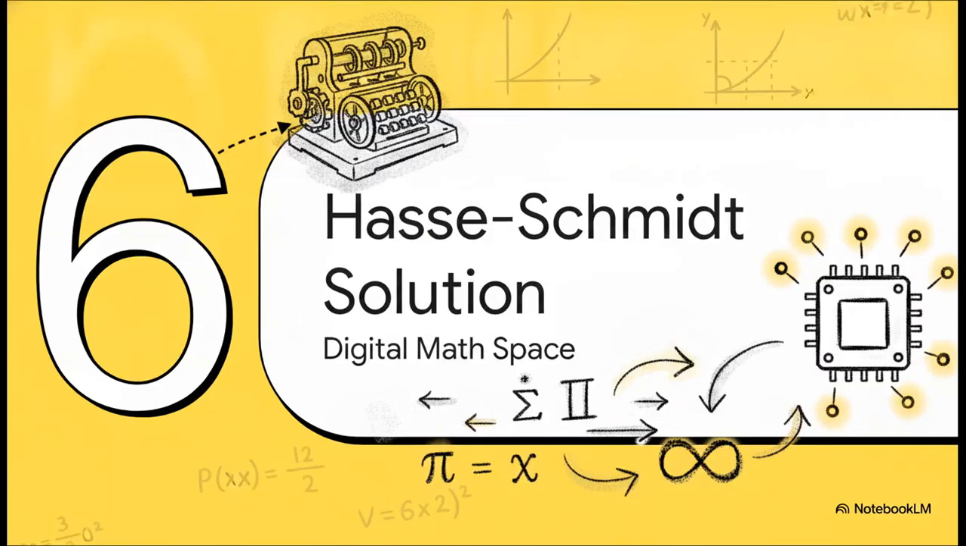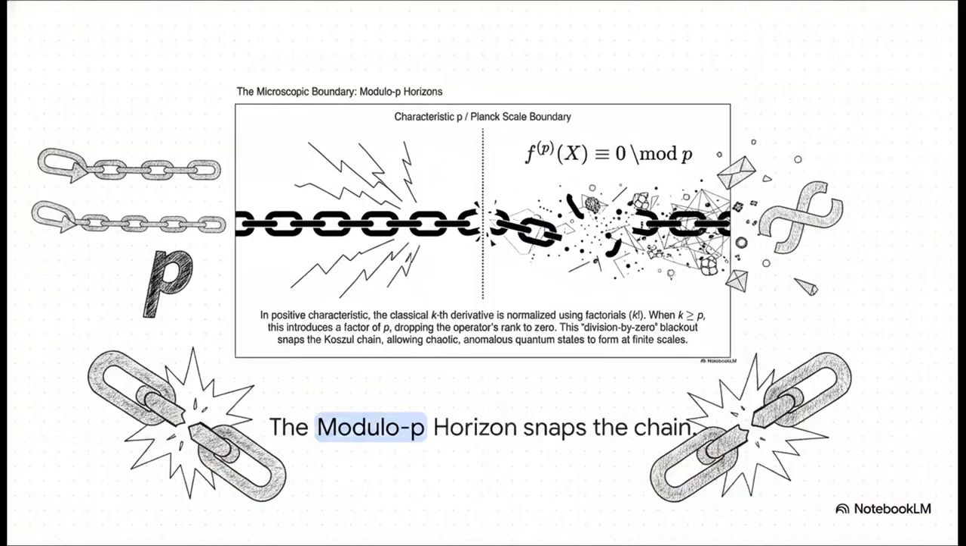Finally, we arrive at Part 6, the Hasse-Schmidt solution. As we hit the final stretch of this explainer, we have to talk about how this framework survives the jump between analog and digital mathematical spaces. Earlier, we talked about the total failure of classical differentials at non-zero characteristics. You can visualize this like a snapping chain.